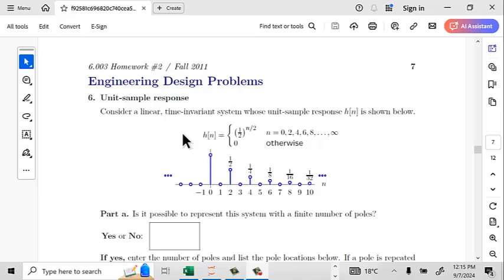You see this question 6, unit sample response. Consider a linear time invariant system whose unit sample response is shown as below. h[n] equals (1/2)^n to the n minus n over 2. Now, we know how to convert this into a polynomial, right? You take h of 0 times 1 plus h of 1 times z or r, plus h of 2 times r squared, and so on.